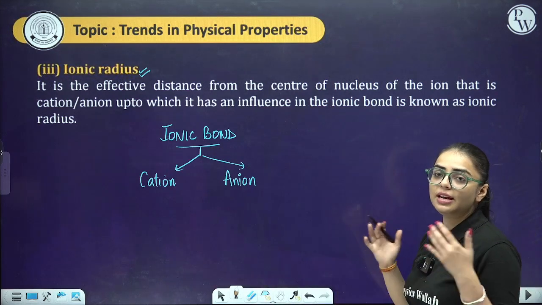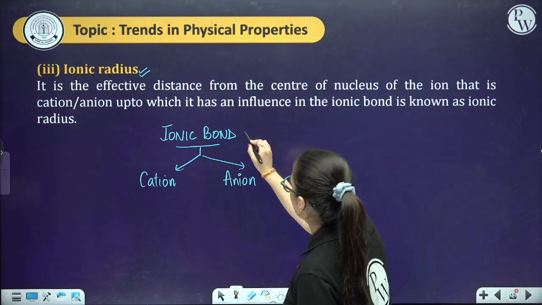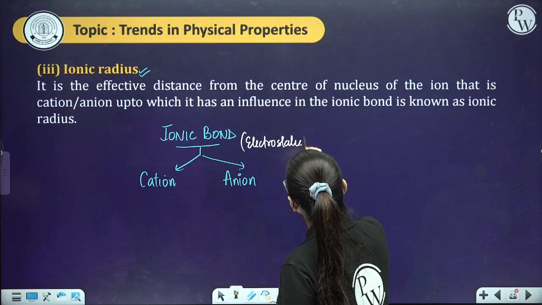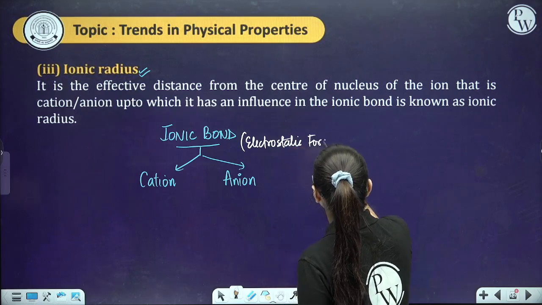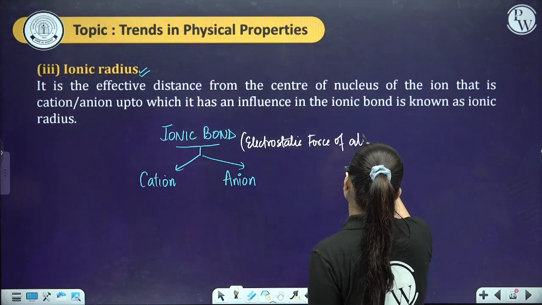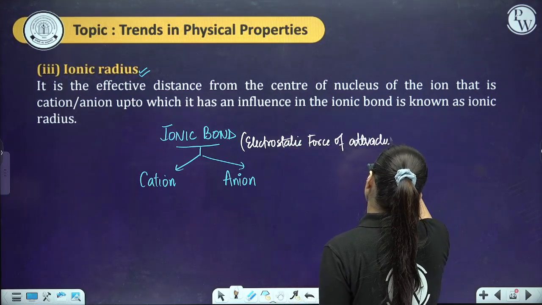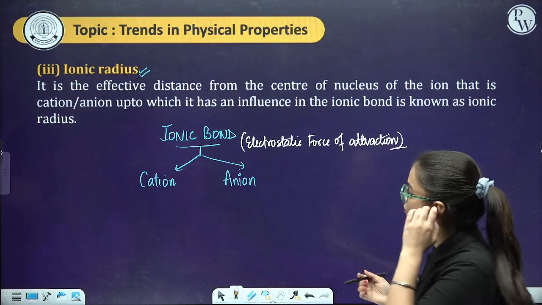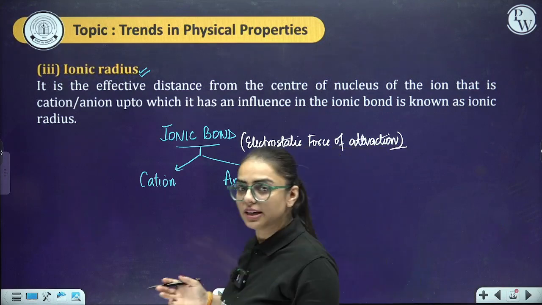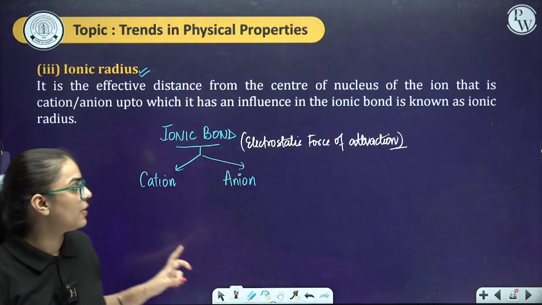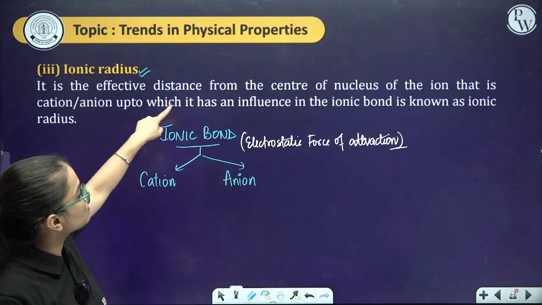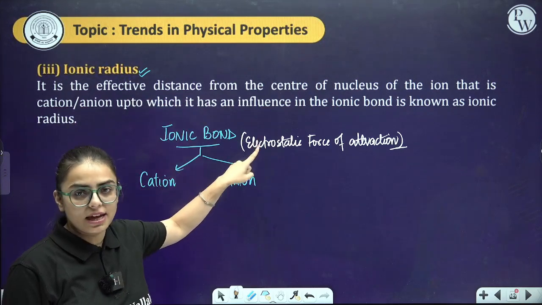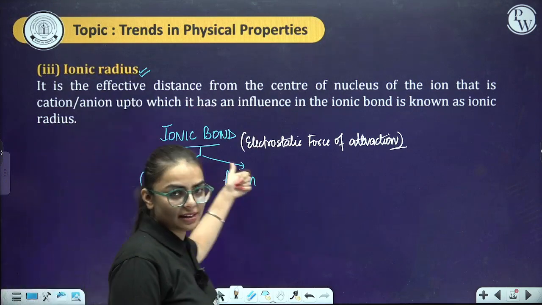So, when there is an electrostatic force of attraction, what occurs over here? When there exists an electrostatic force of attraction between cations and anions, they form ionic bond, right? So again, ionic bond will be the distance between the cation and anions, right? So basically, it is the effective distance from the center of the nucleus of the ion, that is cation and anion, up to which it has an influence in the ionic bond, is referred to as your ionic radii.